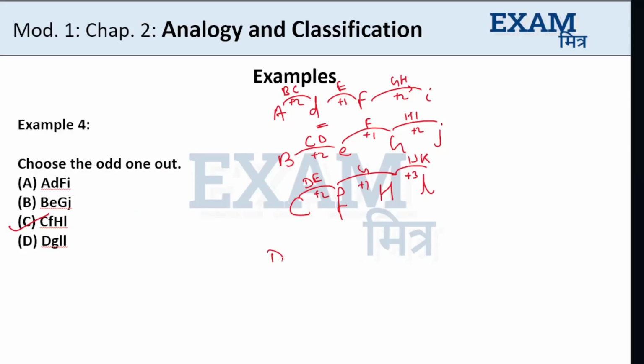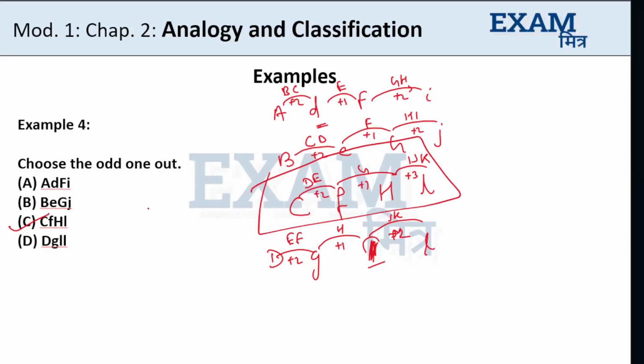Okay. Now D, G, I, and L. This is I, capital I. That is good. D, then E, F, 2 forward skipping, G, H, 1 forward skipping, I, J, K, 2 forward skipping, and then L. The first and the third are in capital, the second and fourth are small. The only difference is this one, that is CFHL. So this is the odd one out.